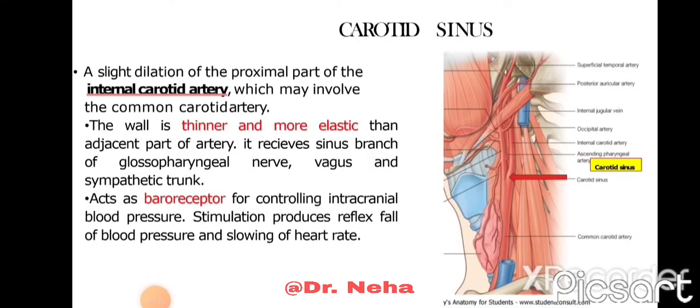Then we have the carotid sinus. Carotid sinus is a dilatation at the proximal part of the internal carotid artery. The wall of this sinus is thinner and more elastic than the adjacent part of the artery. It is supplied by the glossopharyngeal nerve, vagus nerve, and the sympathetic trunk. It acts as a baroreceptor for controlling the intracranial blood pressure. Stimulation of this produces reflex fall of blood pressure and slowing of the heart rate.